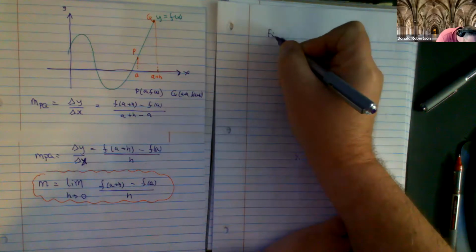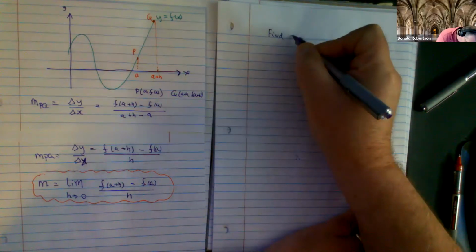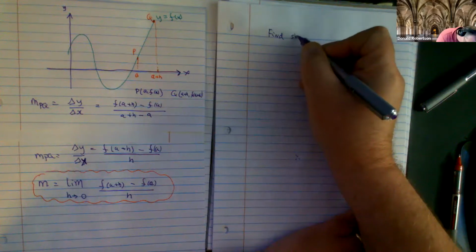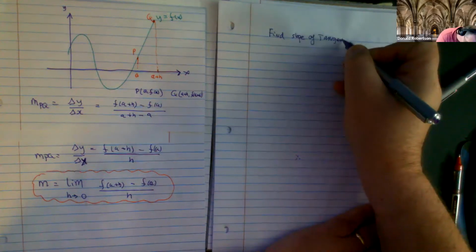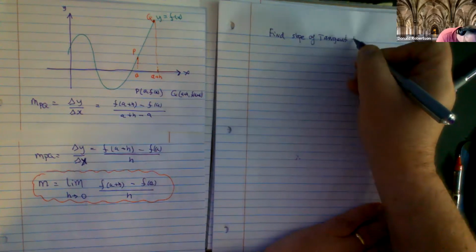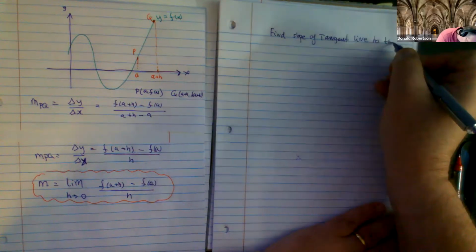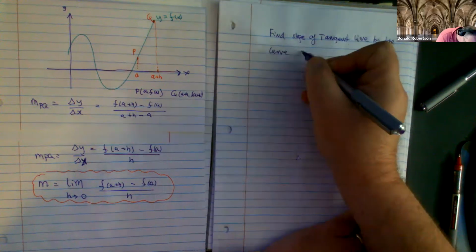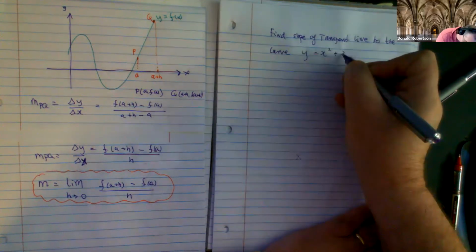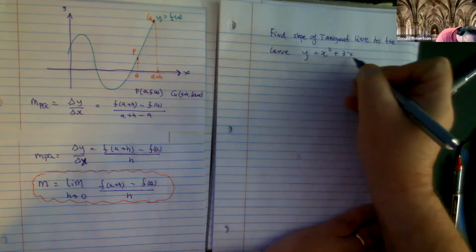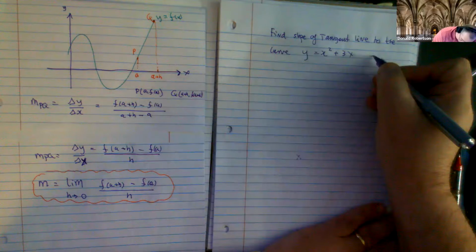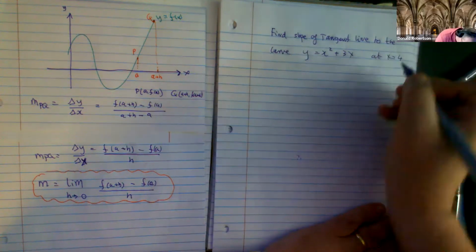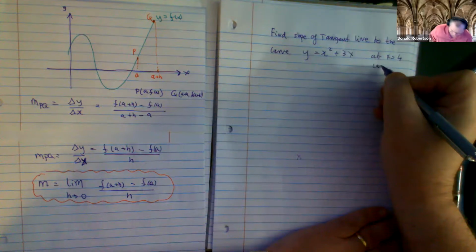Suppose I want to find the exact value of the slope of a tangent line to the curve y equals x squared plus 3x at x equals 4, which is another way of saying a is 4.